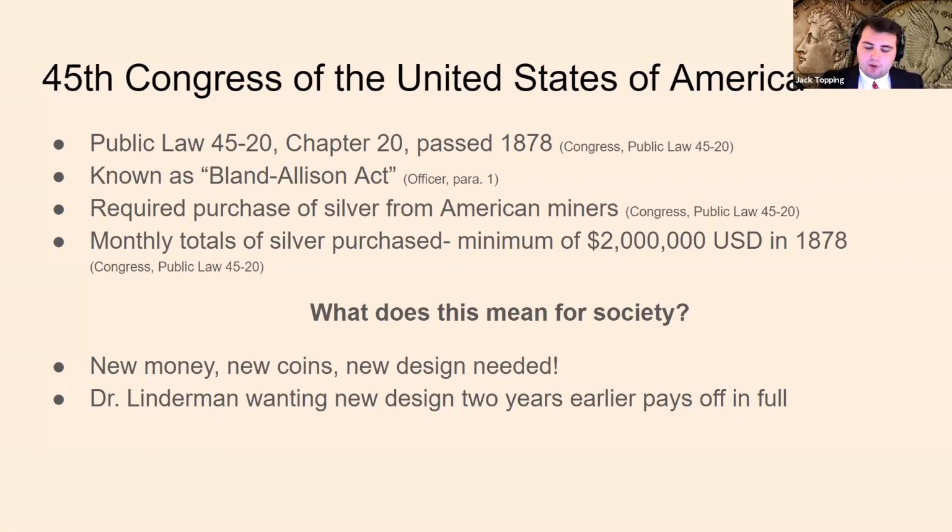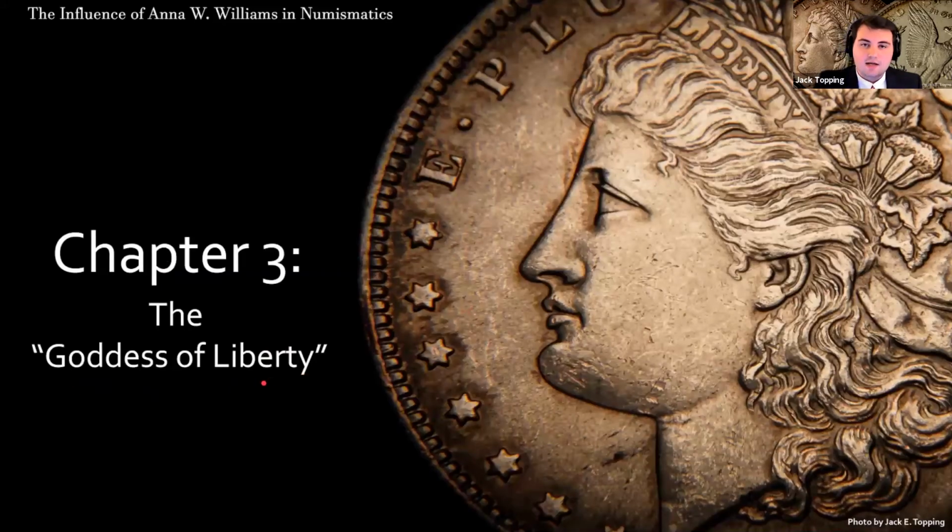Anna Williams did her part by sitting with George Morgan and resumed her normal activities as a school teacher, as we learned. It wouldn't be for some time until Anna Williams was known by her new nickname. And what was that, you might ask? The Goddess of Liberty. So we're entering chapter 3 of the presentation.